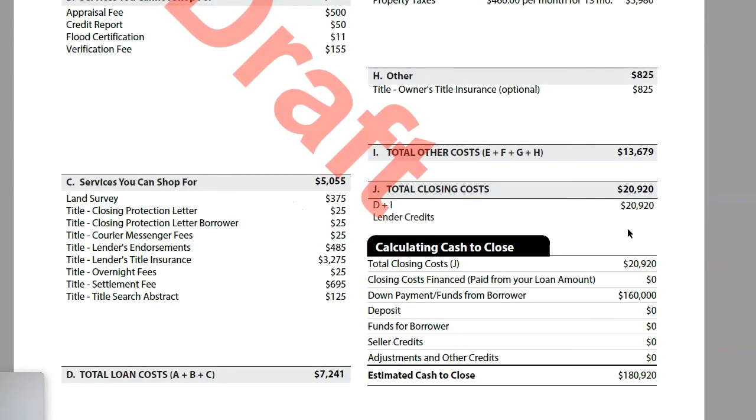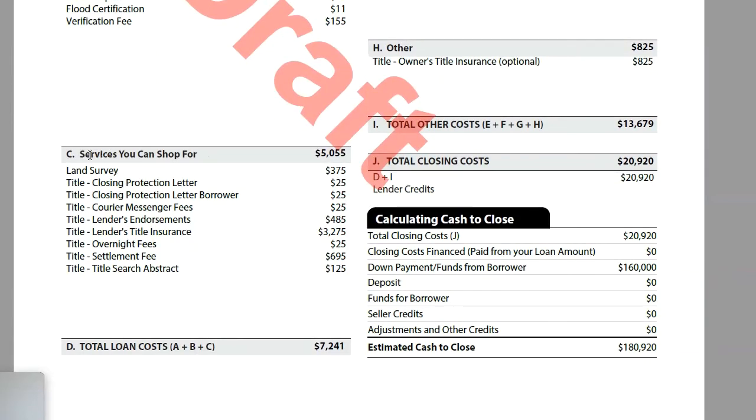So the number that you receive when you see that $20,920 should be a possible number that you would get, but most likely that number will go down as things start to get removed, like the verification fee, if the appraisal is slightly less, things like that. So under the services you cannot shop for, which is section B, or services you can shop for, which is section C, this is where all your title costs go.